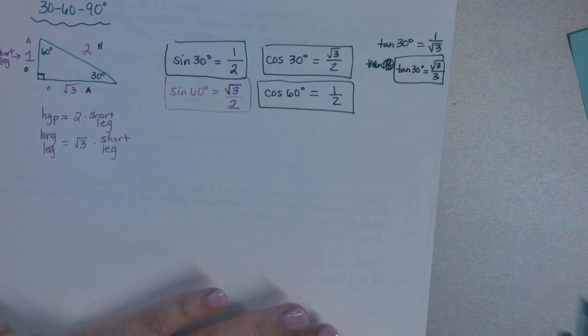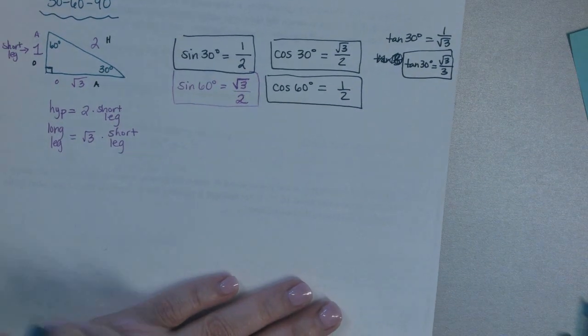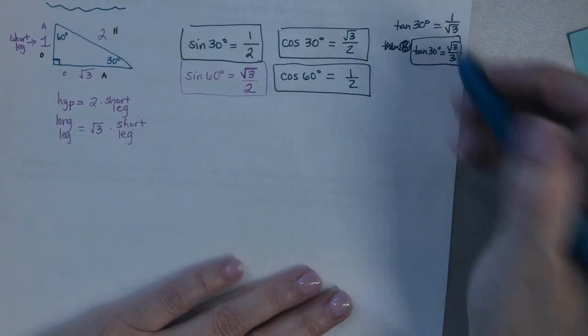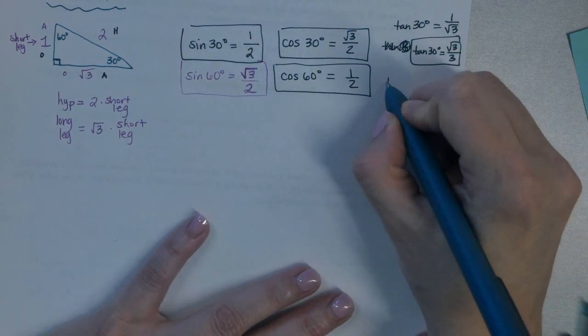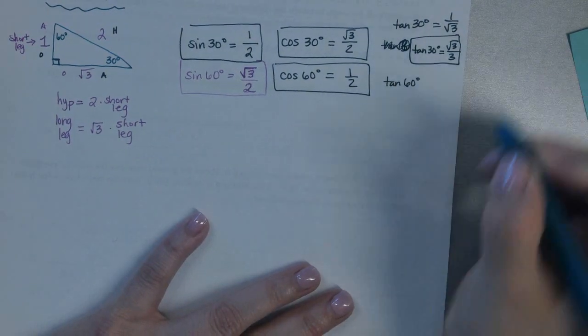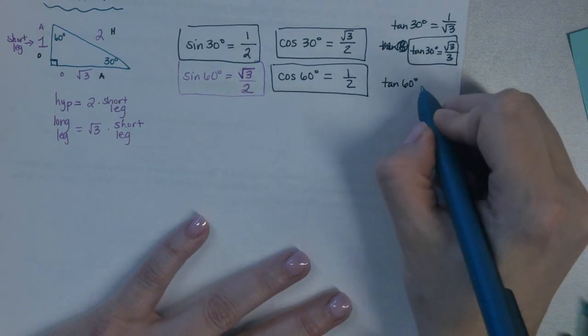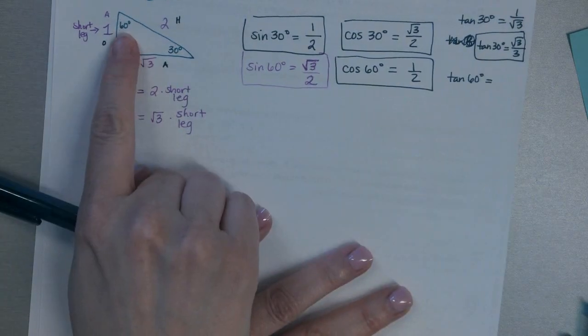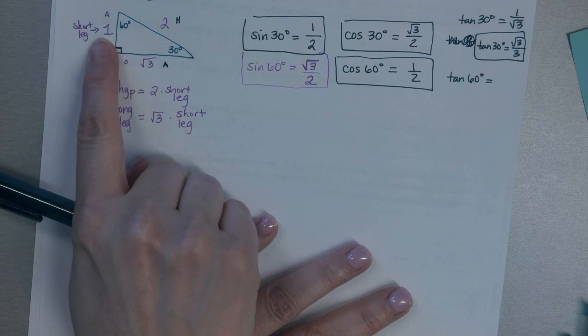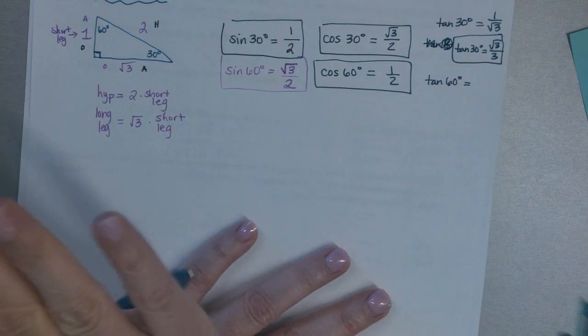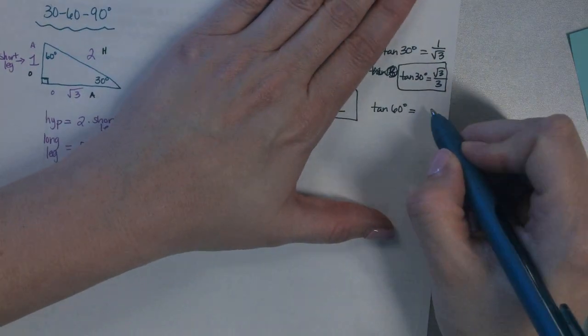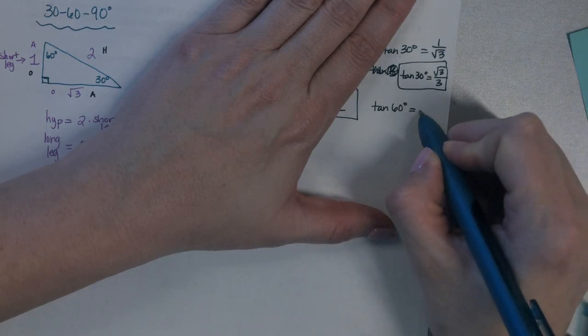Good. Okay, and then for the tangent of 60, from 60 degrees, you do the opposite over the adjacent, which is root 3 over 1. Root 3 over 1 just simplifies to what? Root 3.